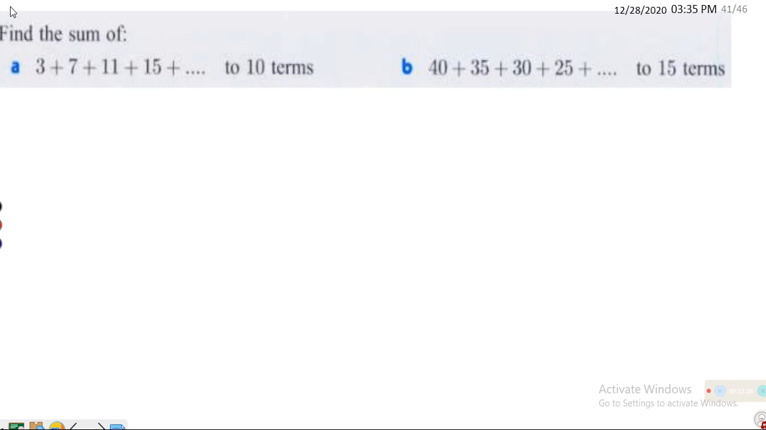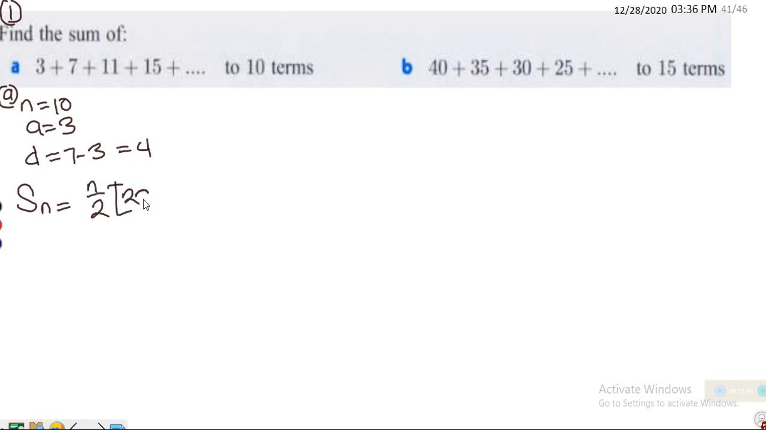Example 1. Find the sum of this series: 3 plus 7 plus 11 plus 15 up to 10 terms. So here for A, n equals 10, okay, A equals 3. The common difference is 7 minus 3, which is 4. So we can find the Sn. We don't know the last term, so we use the second formula, n over 2. Always state your formulas, into bracket (n minus 1)d.